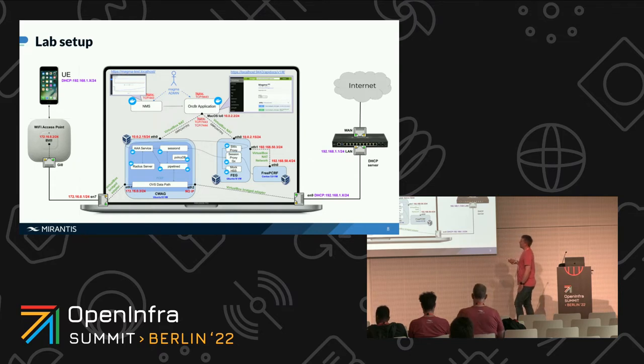Right, the Federation Gateway, this is another VM. So actually, we've got three VMs here. We got CWAG, Carrier Wi-Fi Access Gateway, Federation Gateway, also placed in a VM, and FreePCRF. Orchestrator and NMS are sitting directly in containers on top of the macOS operating system, right?